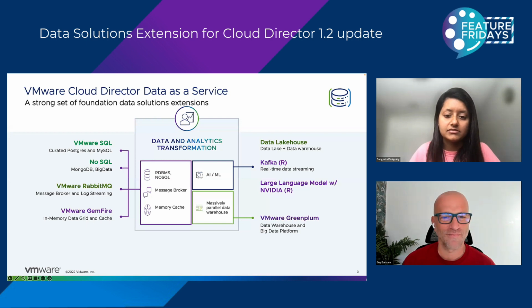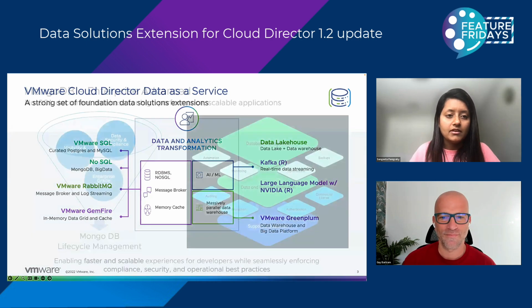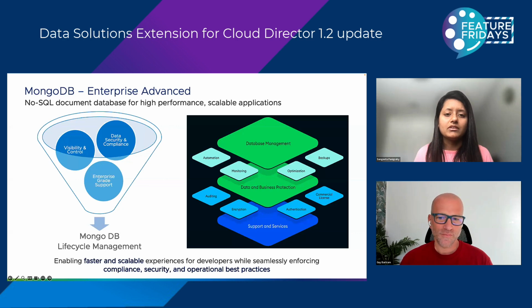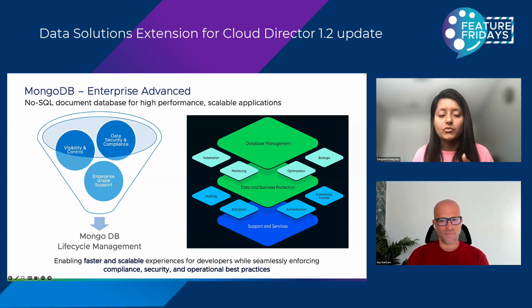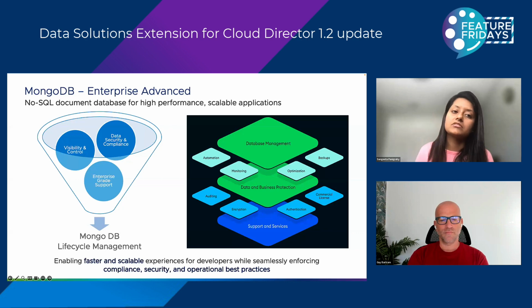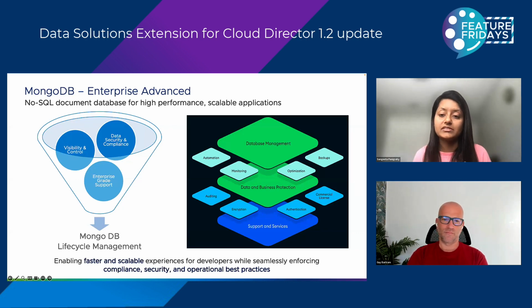Okay, let's go to the next slide. So this is where I want to go a little deep, I'd say double down, on what we have with Data Solutions Extension 1.2. We just made it generally available a couple of weeks back. And with that, we brought in support for MongoDB. There are two flavors with MongoDB: one is the Community Edition, and the other one is the Enterprise Advanced Edition. Enterprise Advanced is basically for large data centers, or even a licensed version for on-premise deployments.